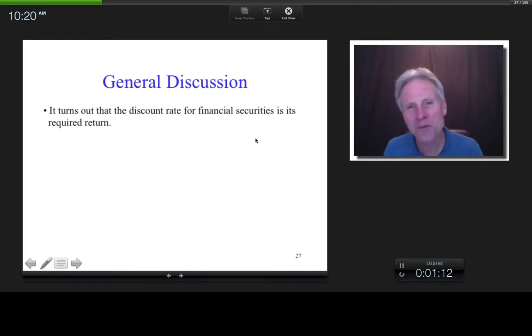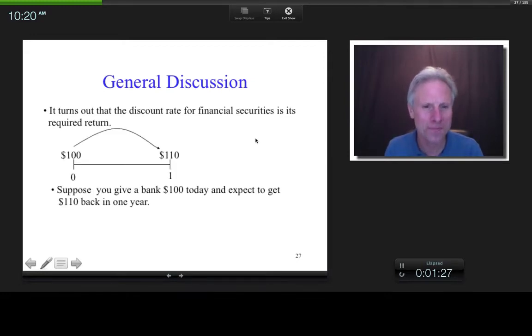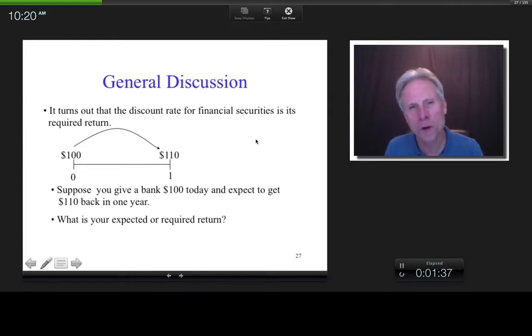Well, it turns out that they're one and the same. In other words, the discount rate for a financial security is its required return. And let me show you why. Suppose you give a bank $100 today, and you expect to get back $110 in 1 year. Well, given that, what is your expected or required return when you deposit the 100 with the bank? Well, 10%, right? 100 bucks at 10% grows into 110.